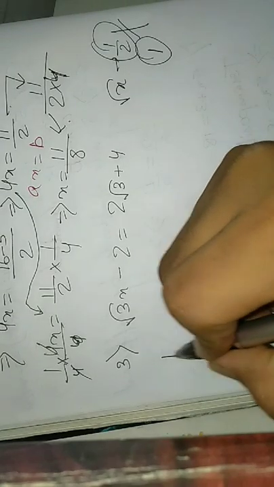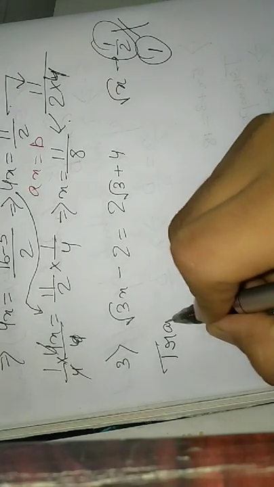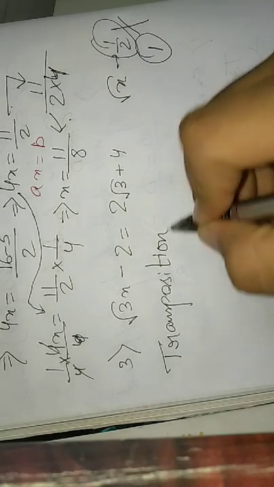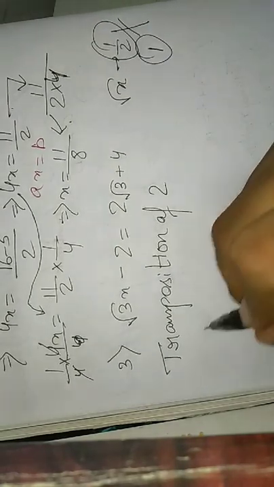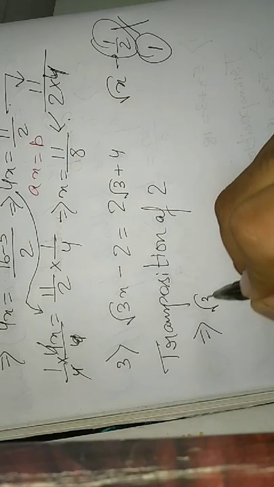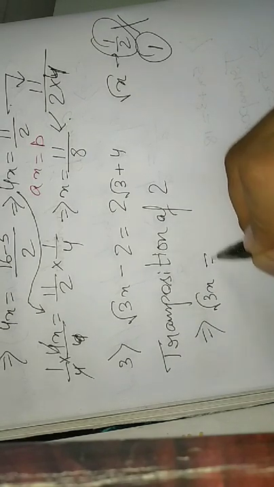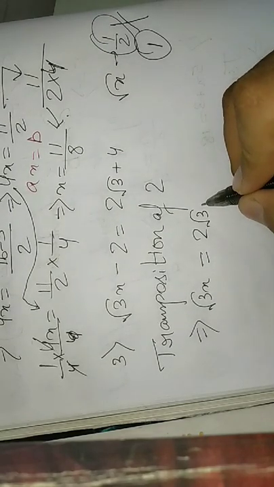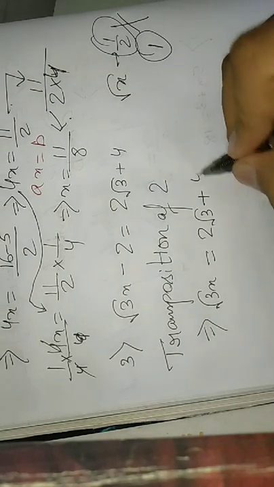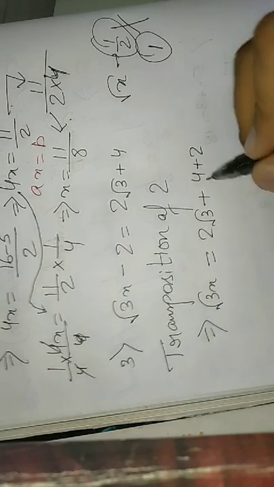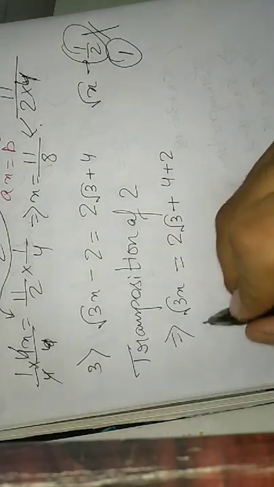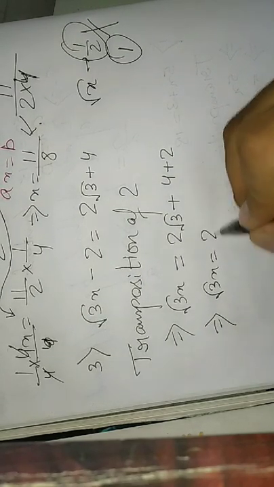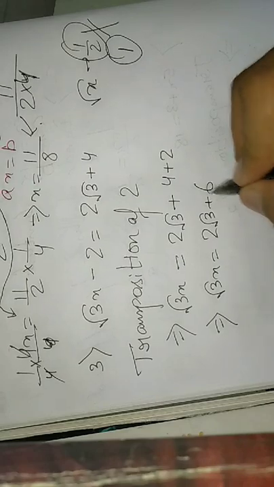Okay, I'll be doing transposition of 2, which implies that root 3x is equal to, this minus 2 will go on that side, so 2 root 3 plus 4 plus 2. So now this gives you root 3x is equal to 2 root 3 plus 6.